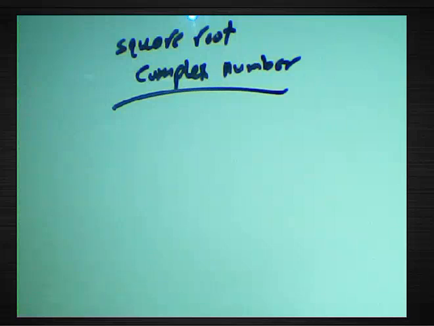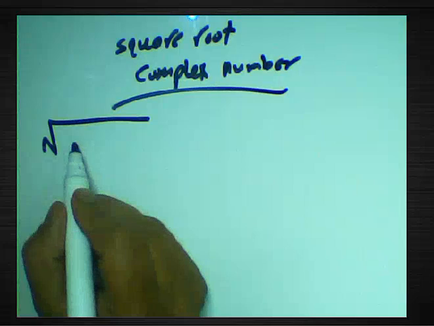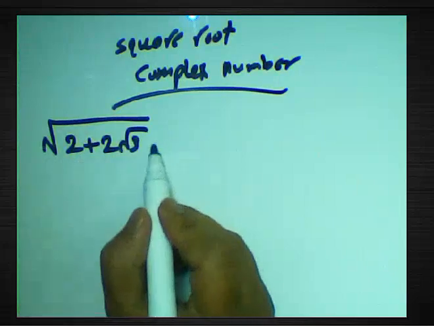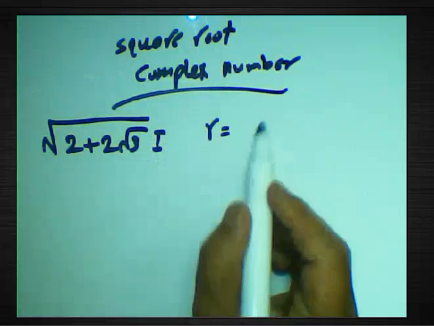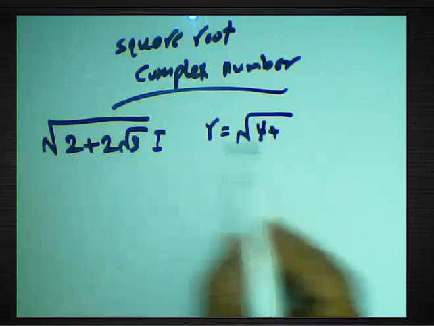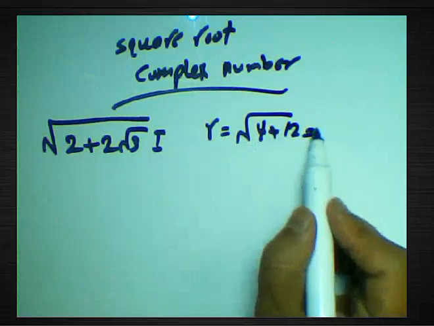Today we'll talk about square roots of a complex number. Look at this example. What if you want the square root of 2 plus 2 root 3 i? First, we must find r. r equals the square root of 2 squared, which is 4, plus (2 root 3) squared, which is 4 times 3 equals 12. 12 plus 4 equals 16. The square root of 16 equals 4.